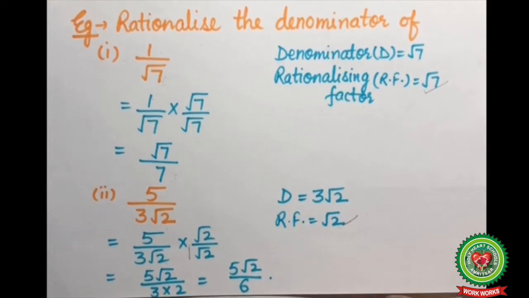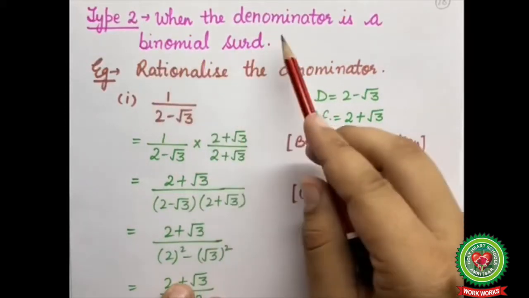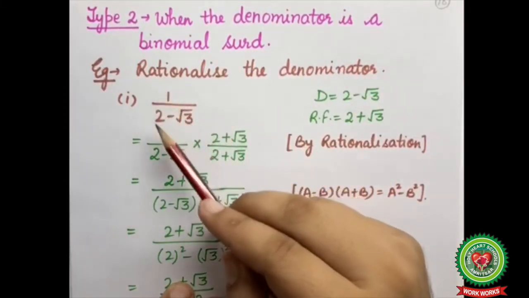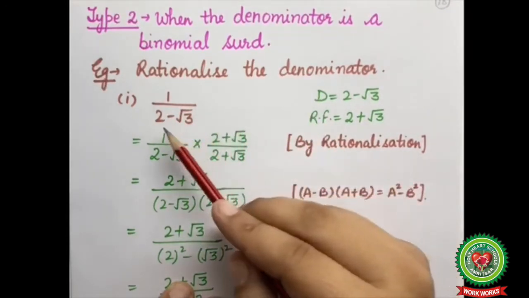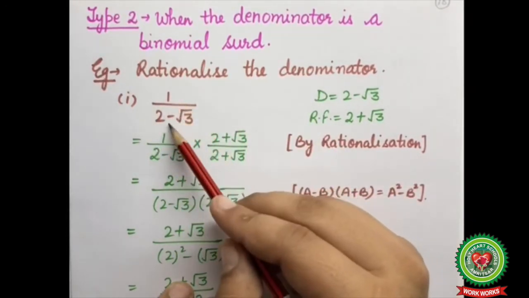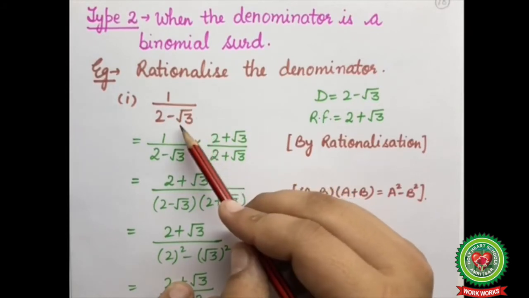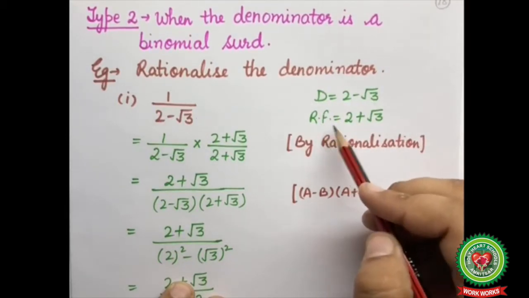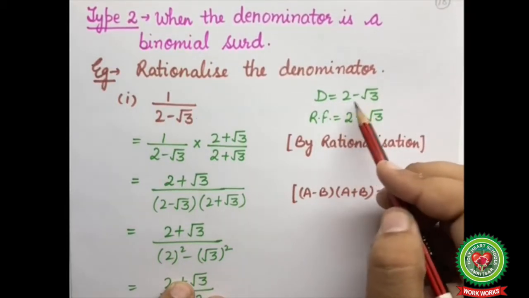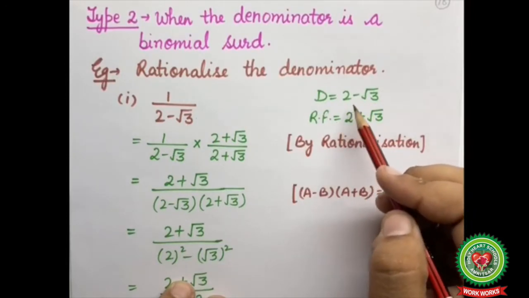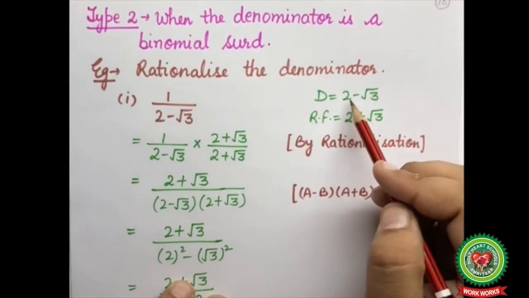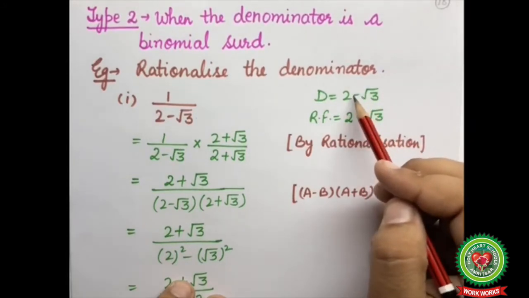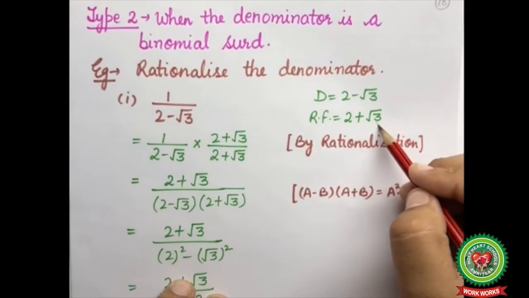Now students, let us discuss some examples in which the denominator is a binomial surd. When the denominator is a binomial surd, for example, rationalize the denominator. Number 1: 1 upon 2 minus under root 3. Now in this statement, the denominator is 2 minus under root 3. We have already discussed in the previous video that the rationalizing factor of a binomial surd will be the same two terms but with a different sign. So the rationalizing factor will be 2 plus under root 3.